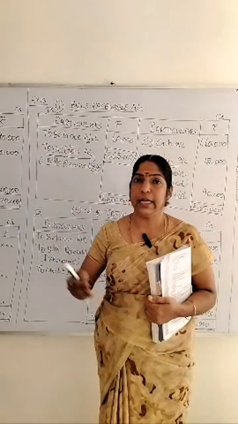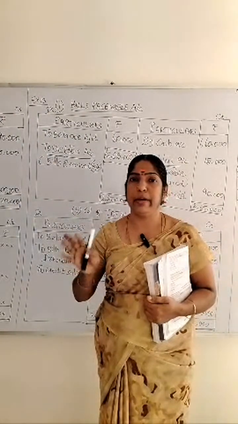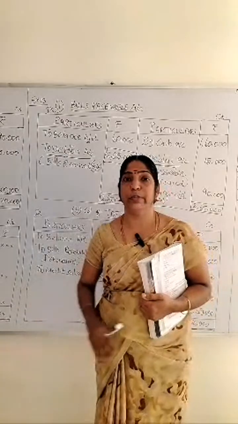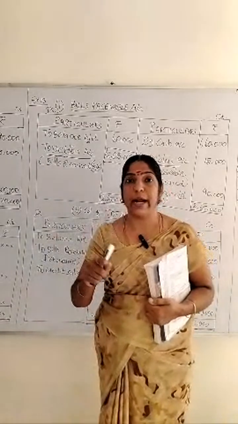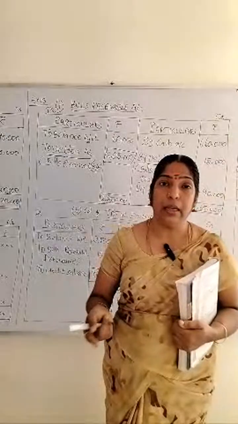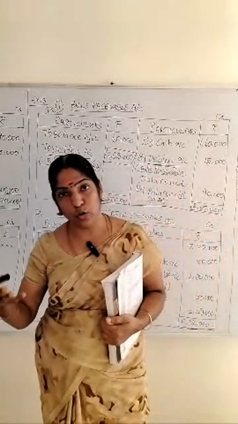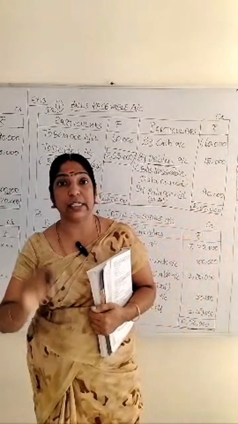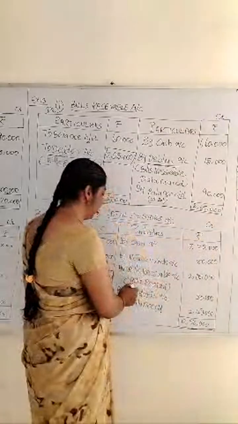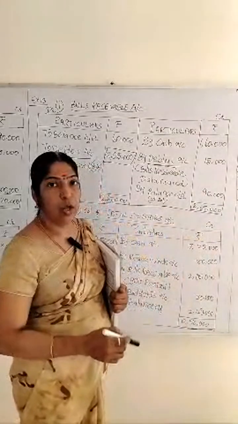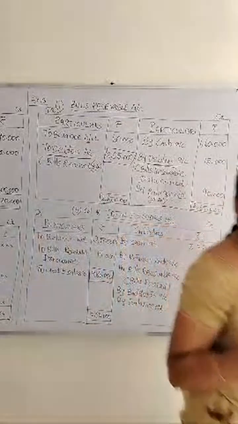Okay, it takes many days, many months to pay that 5,000 rupees pending amount. That is bad debts. Finally, he paid that 5,000 rupees also. That is called bad debts. Okay. So, where do you enter that bad debts?